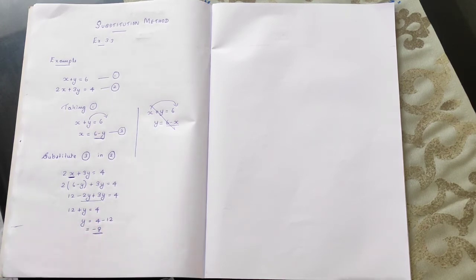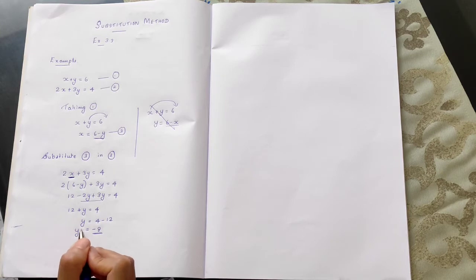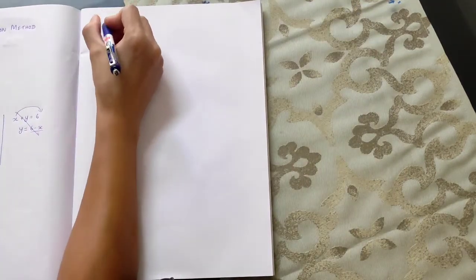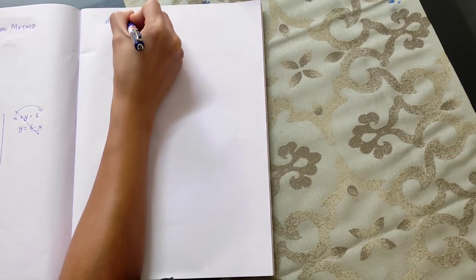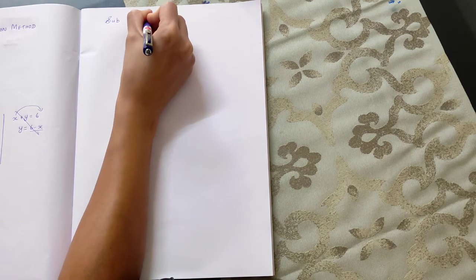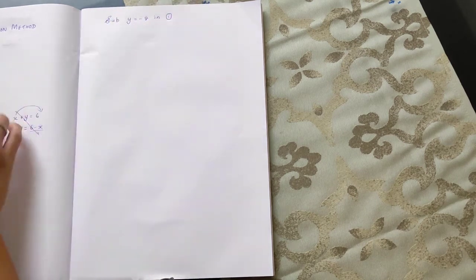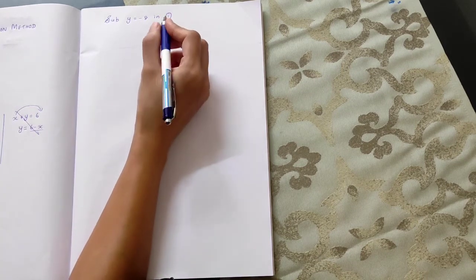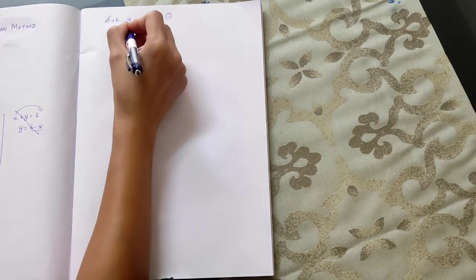So, we got the value of y. y is equal to minus 8. Then what do we have to do? Substitute. Again comes our substitution. Substitute y equal to minus 8 in equation number 1. Here we can substitute it in either equation number 1 or equation number 2. We will get the answer. Okay. So here I am substituting y equal to minus 8 in equation number 1.